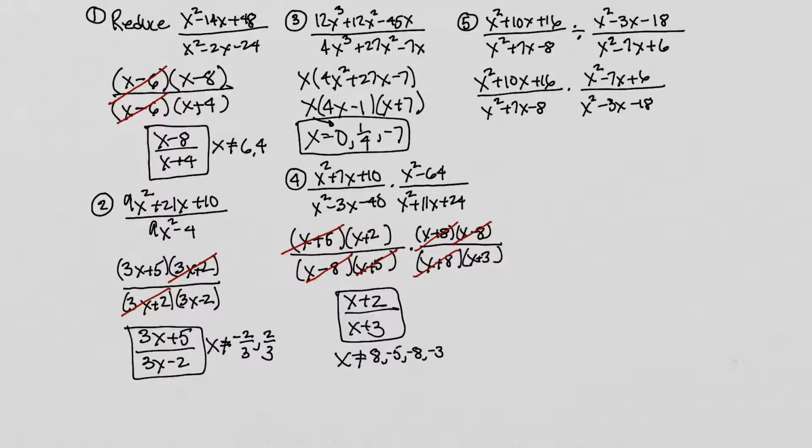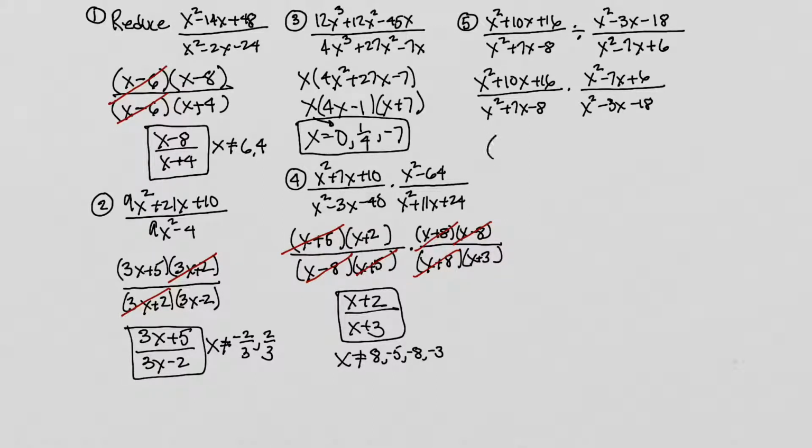So what I did is I just flipped this one over. You can see this top is now the bottom. This bottom is now the top. But I changed the division to a multiplication. Now we're multiplying two rational expressions, so we know what to do. We're going to factor every one of these trinomials. So let's get to it here.